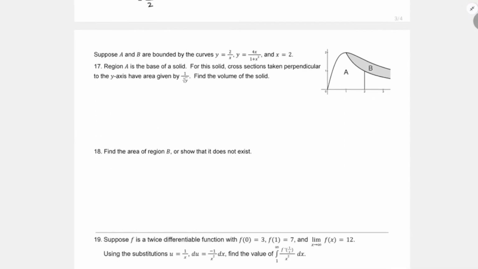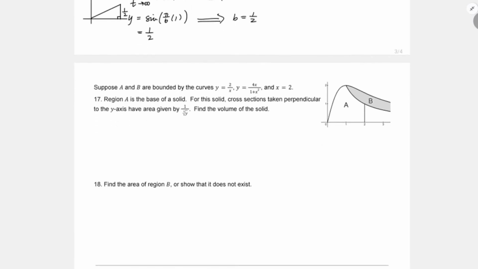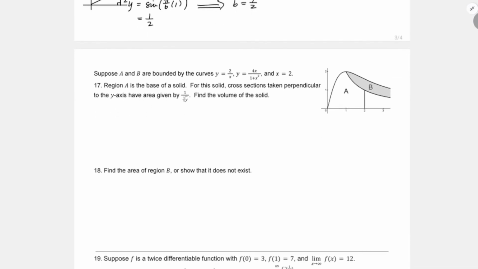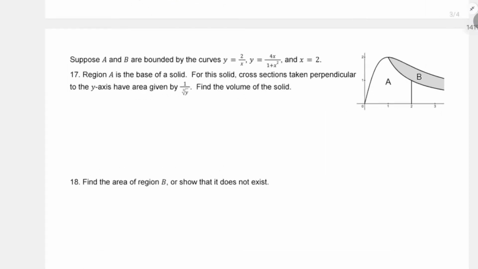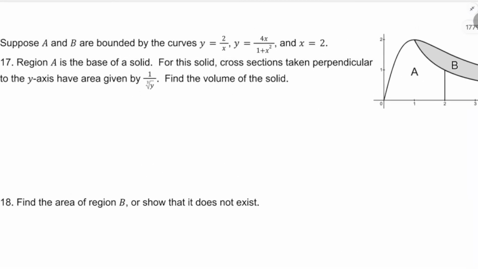Right, now we're on to, I think, the last page. So region A is the base of a solid. For this solid, cross sections taken perpendicular to the y-axis have area given by 1 over the cube root of y. Find the volume of the solid. Okay, so A is kind of a weird looking region.